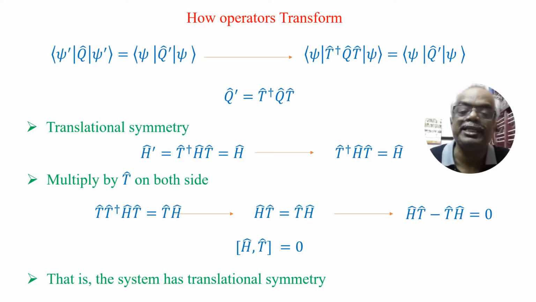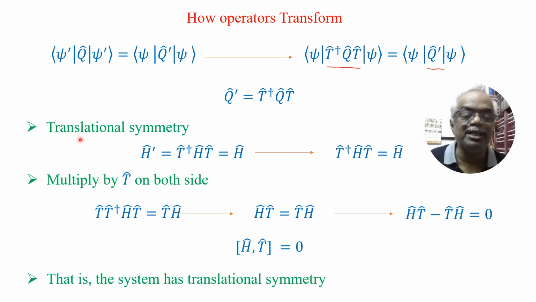If we compare the right hand side and left hand side, T dagger Q T is equal to Q prime. So that's what I have written. Q prime is equal to T dagger Q T. This is the translational operator. As I said, the translational operator is a unitary operator. It will preserve the norms. It will not change the physics behind this system.